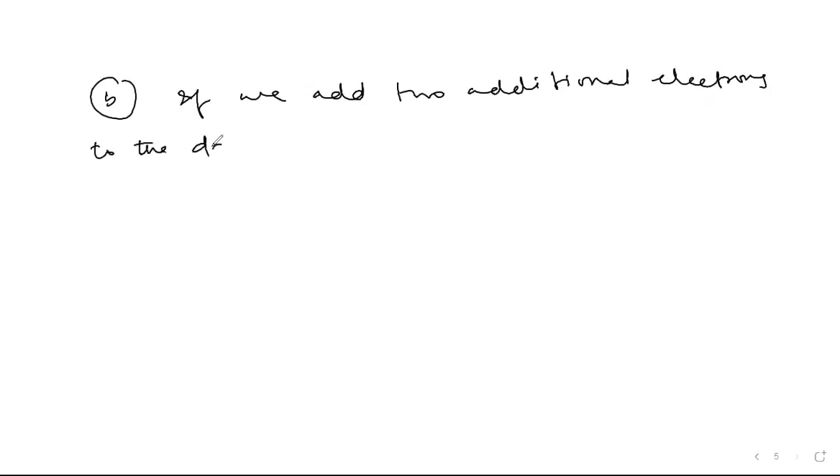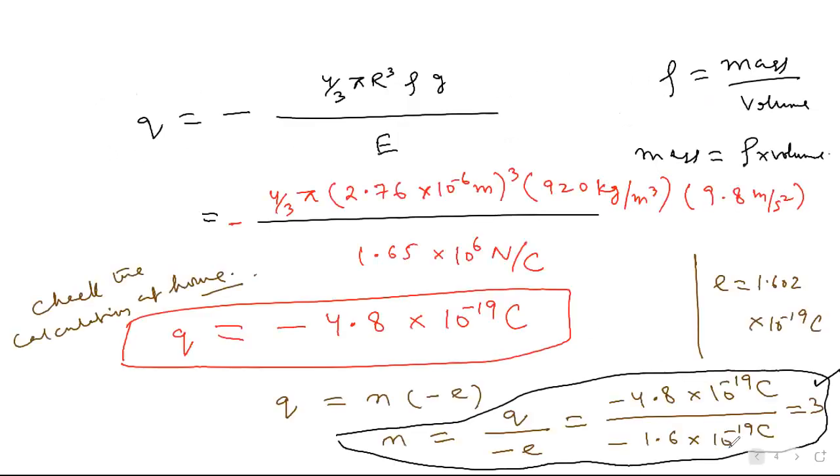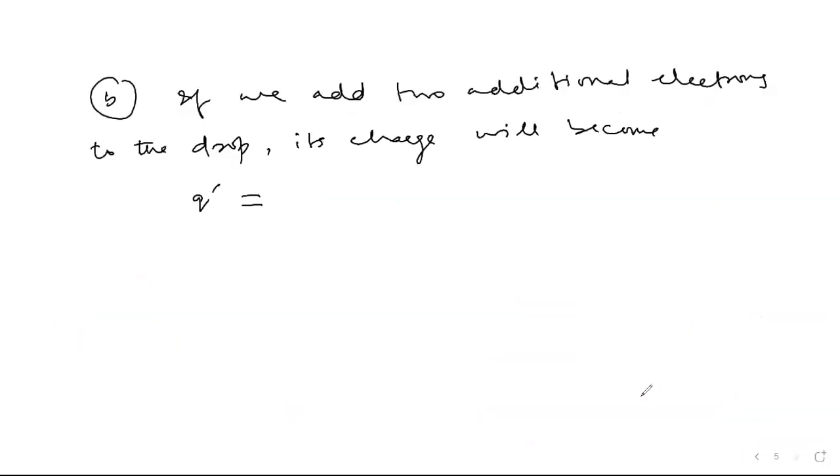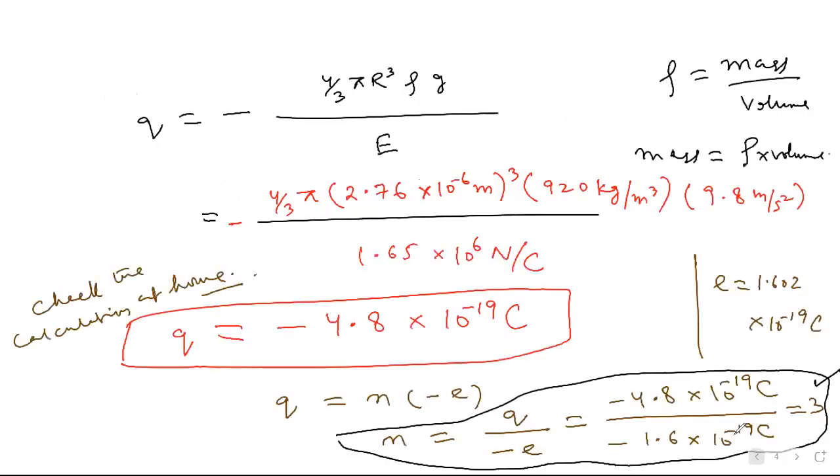Now, if we add two additional electrons to the drop, its charge will become, we call it Q prime. First we called it Q, which was 3 electronic charges. Now Q prime is n plus 2 times minus e, because it has absorbed 2 electrons. Charge on 1 electron is minus e. First it had n, so n plus 2 will become 5, because n was 3.